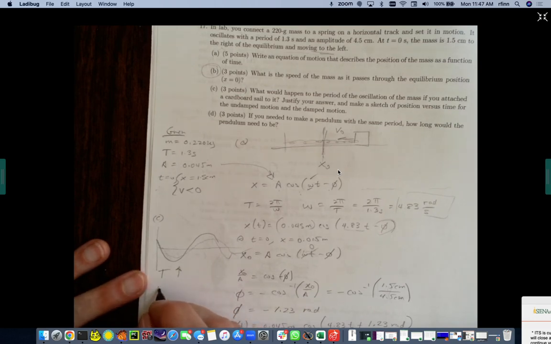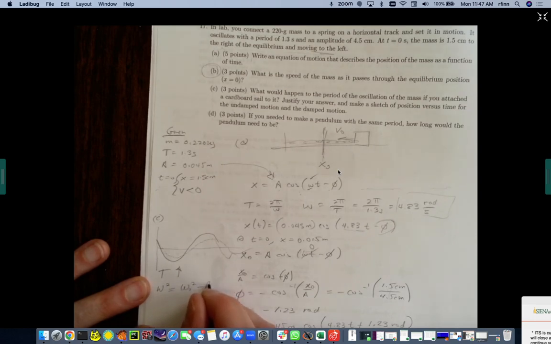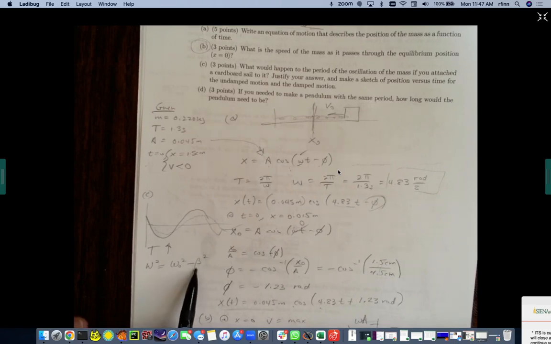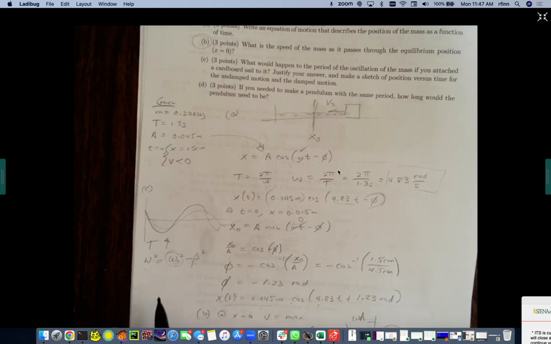And we could also justify that mathematically. So omega squared is omega 0 squared minus beta squared. Beta is our damping, and omega 0 is the undamped frequency. So omega is going to go down, which means our period is going to go up.